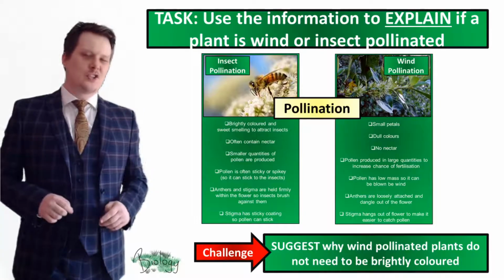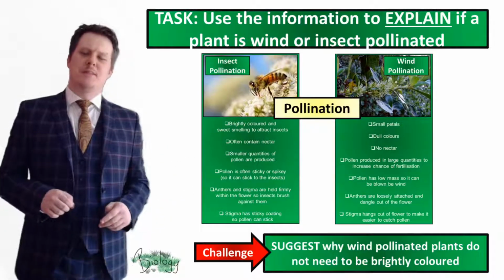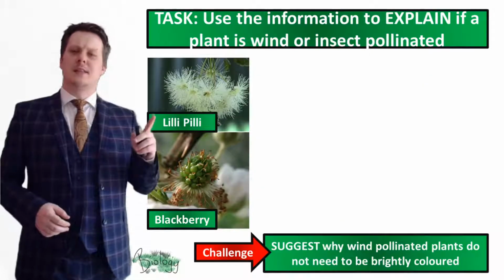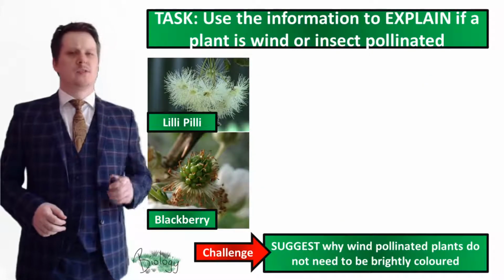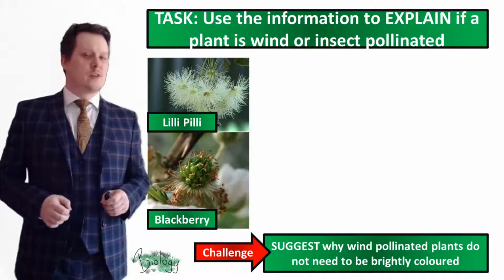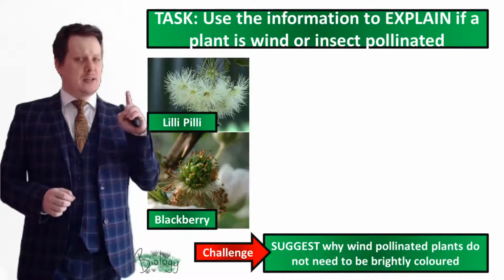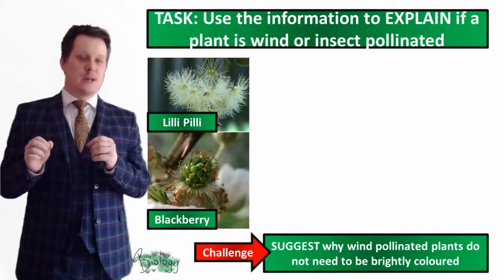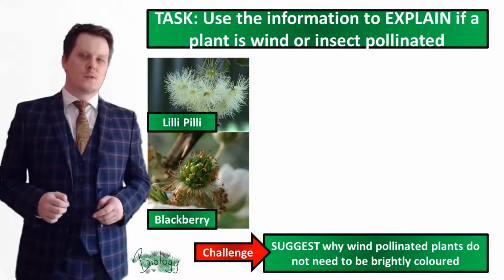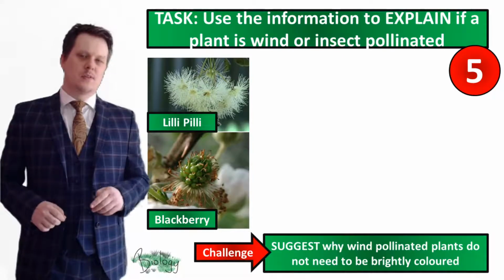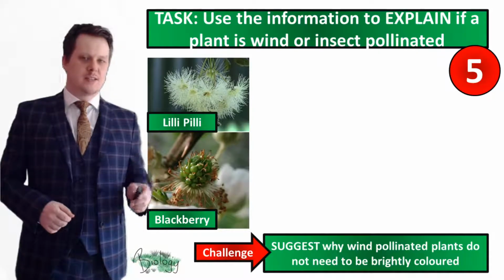And if you still want a challenge, I want you to suggest why wind-pollinated plants do not need to be brightly coloured. Our first 2 plants are the lily-pilly and the blackberry, and I want you to use the information to explain whether or not this plant is wind-pollinated or insect-pollinated. Now, in an explain answer, I want you to say whether it's wind or insect-pollinated and give the reason why. I'm going to put 5 seconds on the clock. If you need more time, pause the video, and when you're finished, we'll go through these answers together.